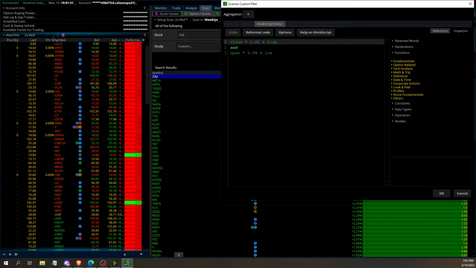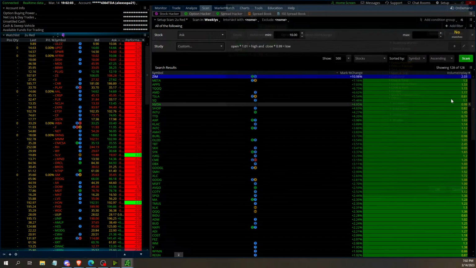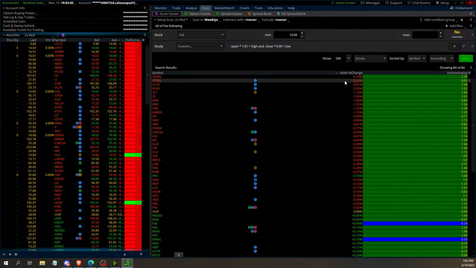You'd look for the open to be within a percent of the high. So open times 1.01 is greater than the high, and close times 0.99 smaller than the low. And boom. And then we don't have much that went super red today, like Piton, sure.